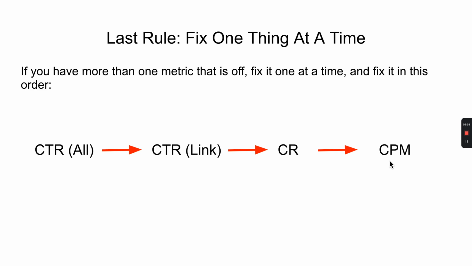If that one is fine, then we're going to ultimately go to your CPMs. And we'll talk about this one. This one has a bit more nuance. But that is the rule, okay? Fix one metric at a time. Give it time to see how it affects the rest of them. And then move on from there.